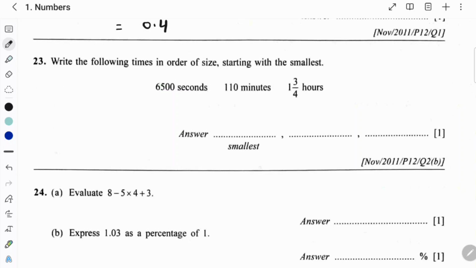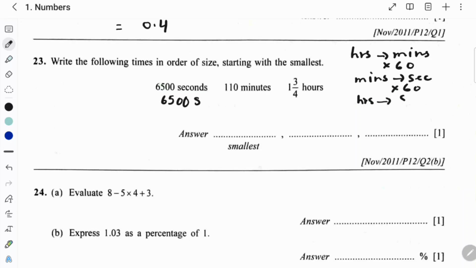Okay, so 6500 seconds is the first number. There's no need to change. Then 110 minutes. You know that minutes to seconds, if I have minutes to seconds, then I'll multiply by 60. Remember a few things: if it is hours to minutes, you multiply by 60. Minutes to seconds, you again multiply by 60. It means hours to seconds, you multiply by 60 and 60, because you're reaching hours to minutes to seconds. So that becomes 60 times 60, which equals 3600. Hours to seconds, whenever you do, you multiply by 3600.